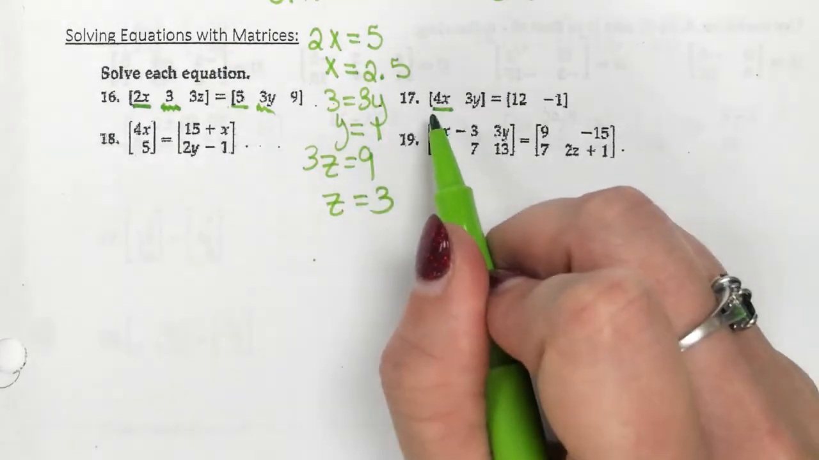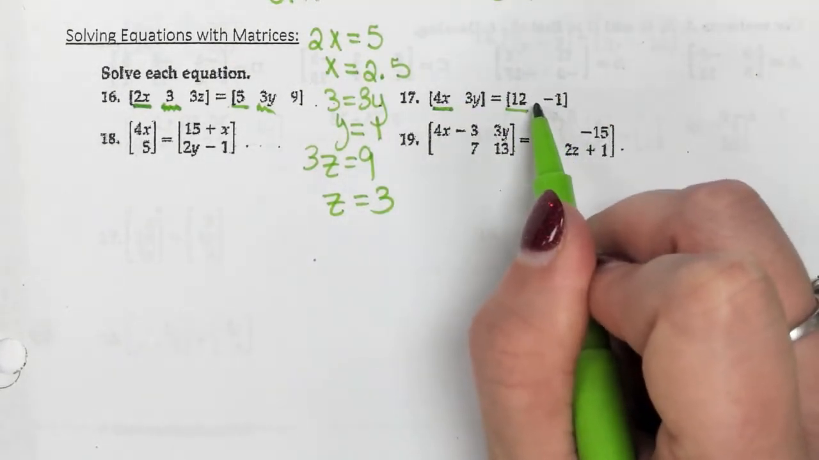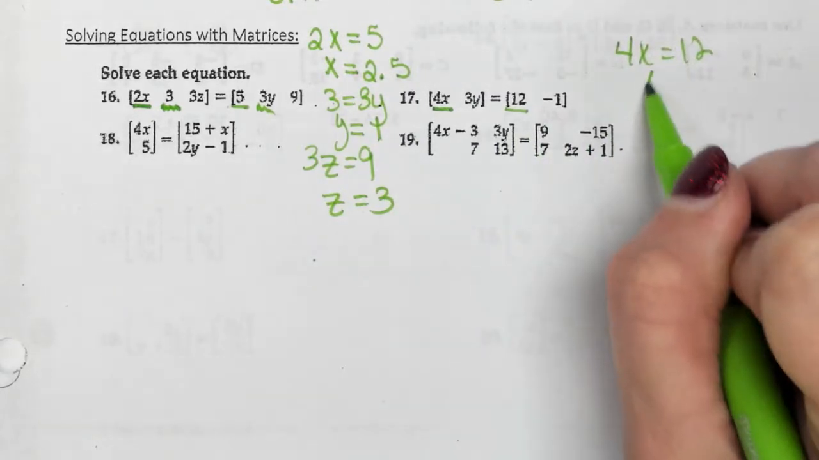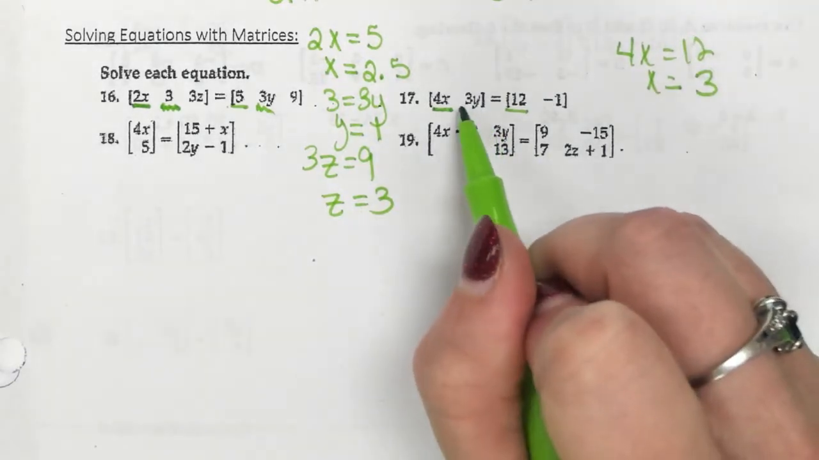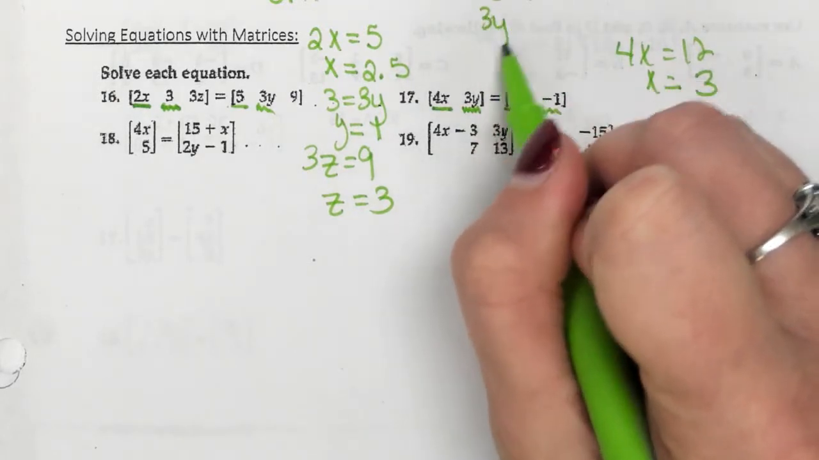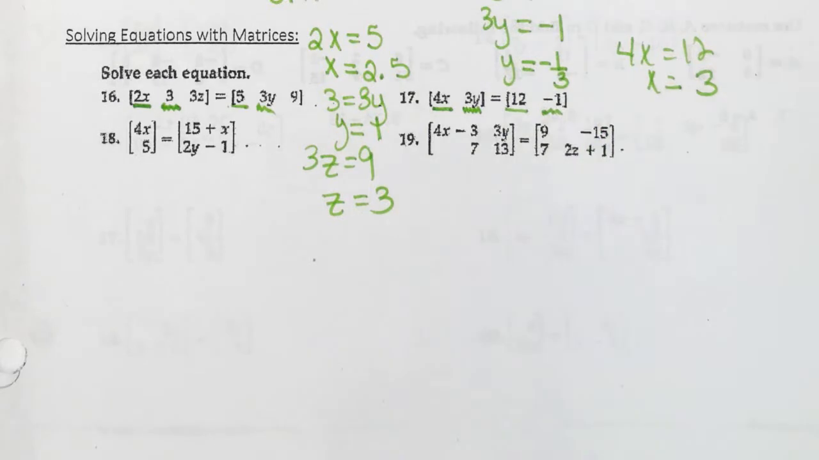All right, what's 4x match up with? 12. Do you see how there's a gap between the 12 and the negative 1? That is not 12 minus 1. So 4x is equal to 12, and x is equal to 3. Beautiful. What about 3y? It matches up with negative 1. You got to be careful on this y one. y equals negative 1/3. Very good. Not 3. Negative 1/3.